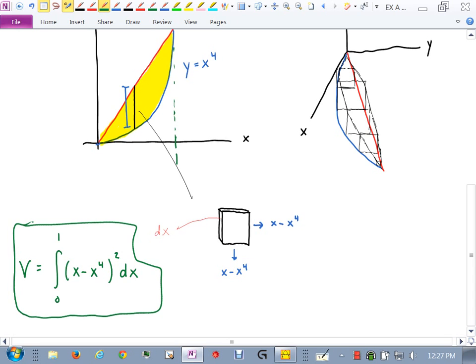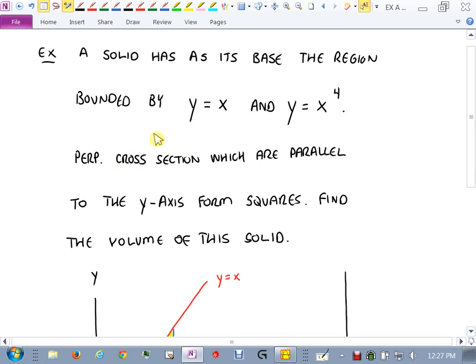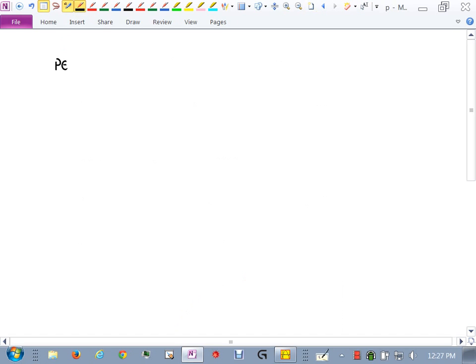Questions? I'm going to give you one more of these, but we're going to use the same exact problem. But remember when I said that the perpendicular cross sections parallel to the y-axis made little squares? What if instead they made little, like when you cut it and you opened it up and you looked at it from the side, it made a little semicircle, a half circle, instead of squares? So same exact problem, but I'm going to say the perpendicular cross sections are half circles.